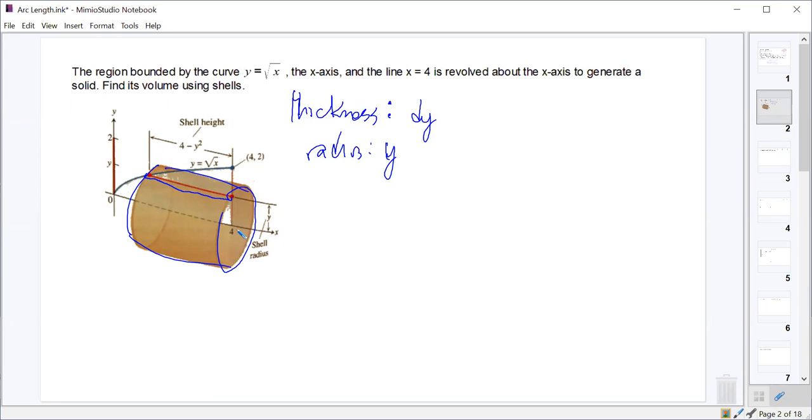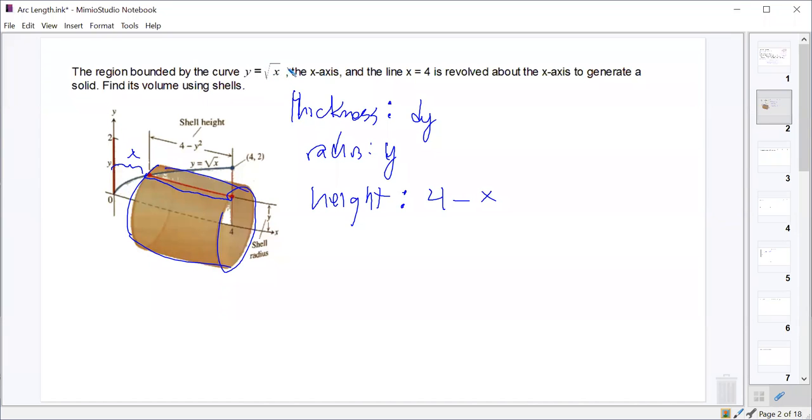And if we're revolving around the y-axis, our radius should always just be x. So our radius is y. Then we look for our height, and our height should be the longest that this could be, 4, minus however far over we go, x.